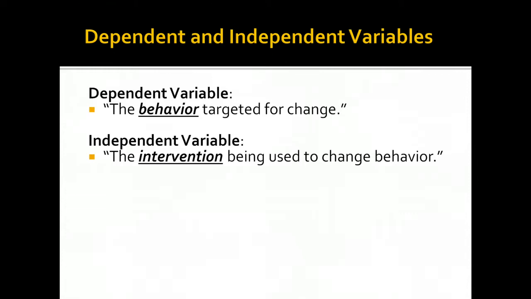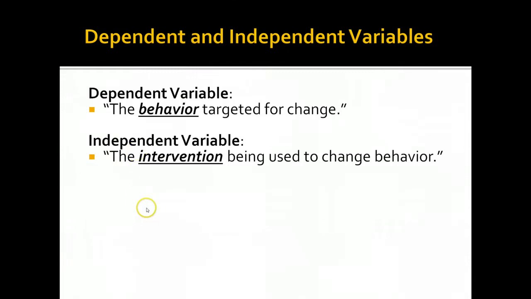The independent variable doesn't ever change. That's why it's independent. The dependent variable, it is dependent on something else. It is subject to change. And if you want a little mnemonic, the independent variable is the intervention.